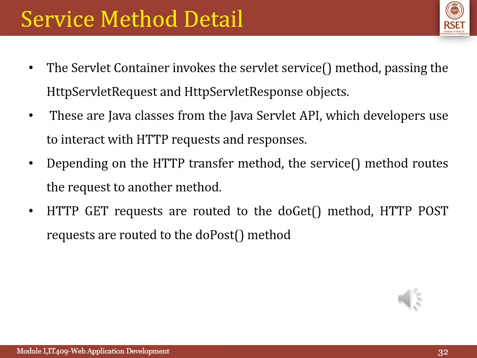The servlet container invokes the servlet service method, passing the HttpServletRequest and HttpServletResponse objects. These are Java classes from the Java Servlet API, which developers use to interact with HTTP requests and responses. Depending on the HTTP transfer method, the service method routes a request to another method. HTTP GET requests are routed to the doGet method, and HTTP POST requests are routed to the doPost method.